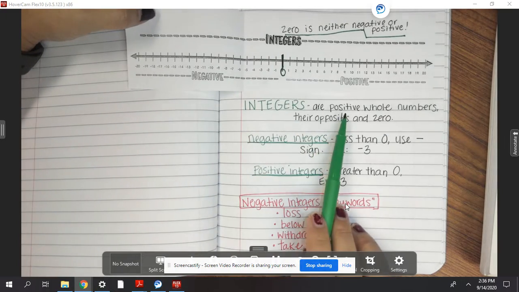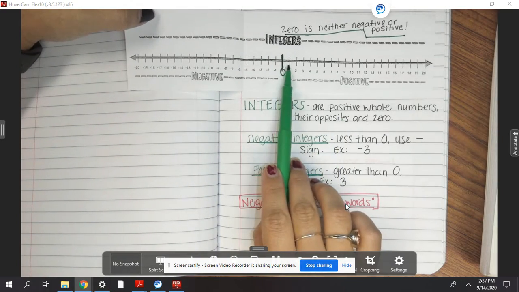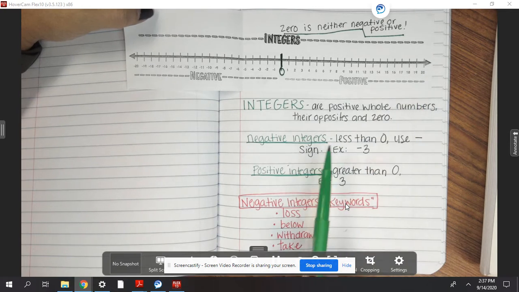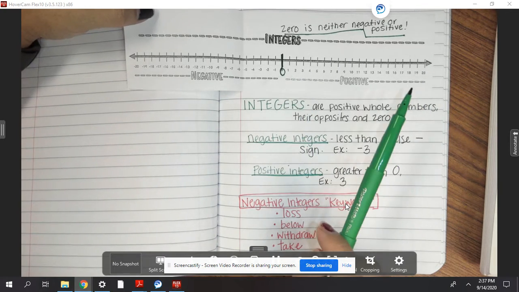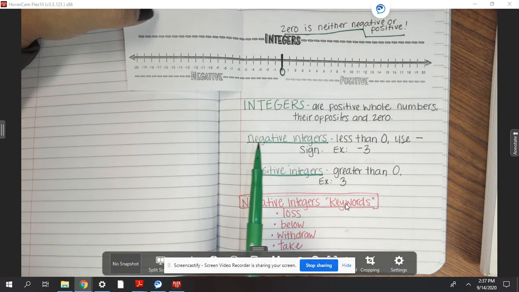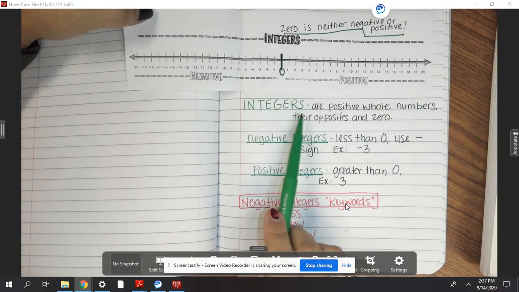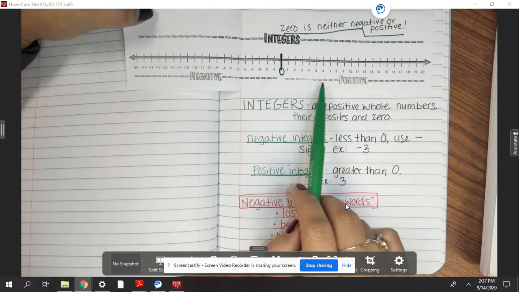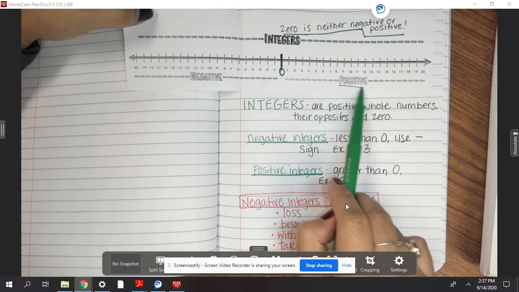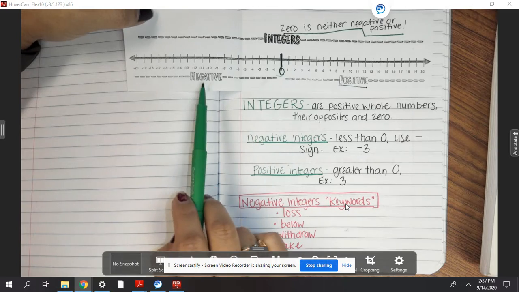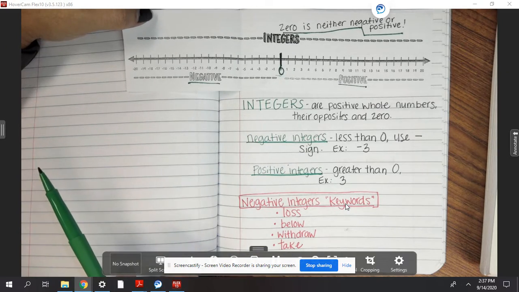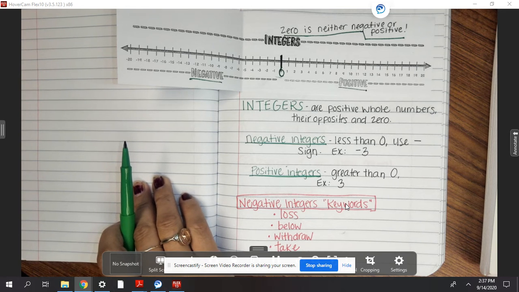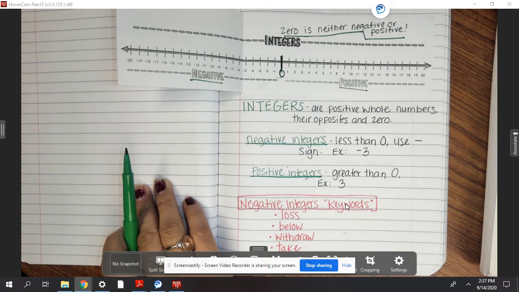Integers are positive whole numbers, right? So numbers greater than 0, positive whole numbers. Their opposites, we're going to talk about opposites later, and 0 are considered integers. So 1, 2, 3, 4, 5, all the way up, keep going, are positive integers. And then 0 and below, those are negative integers. Now, one of the things that gets confusing, we're going to start doing absolute value. Tomorrow, we're going to talk about opposites as well.